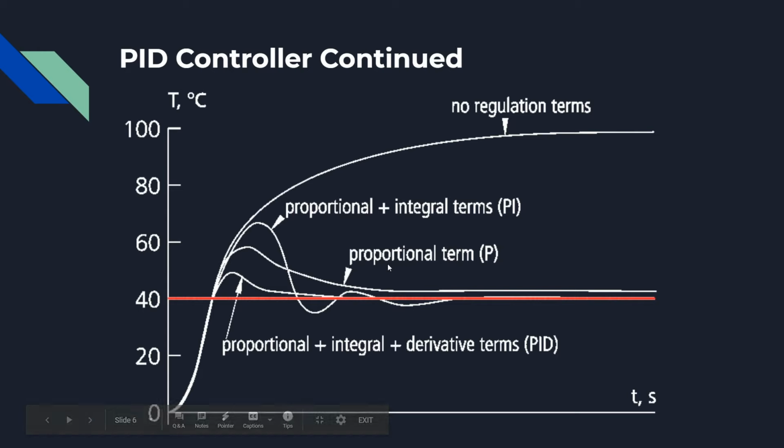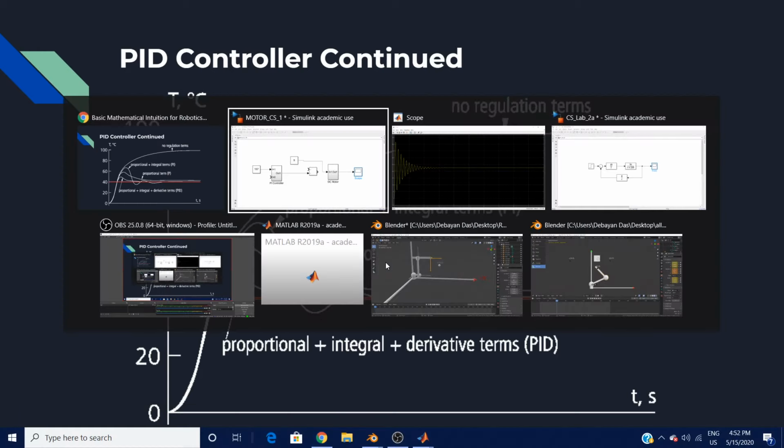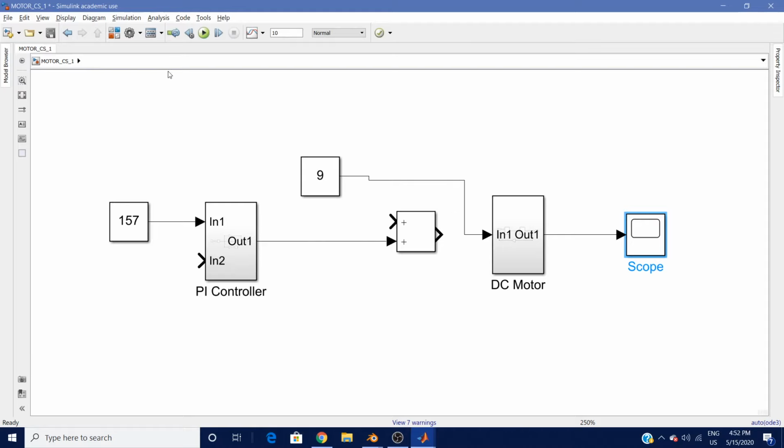So we're going to look at that with our example, with our motor that we have right here. By the way, this is MATLAB. We're showing the simulations on MATLAB. This 9 volts, we're going to add directly to this summation, which is the output of the PI. This should actually be a PID controller. So we're going to keep changing them: we're going to do a P, PI, and PID.